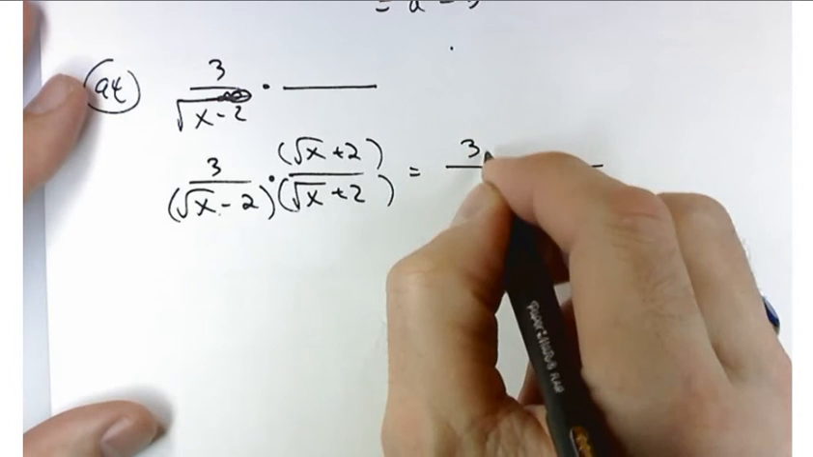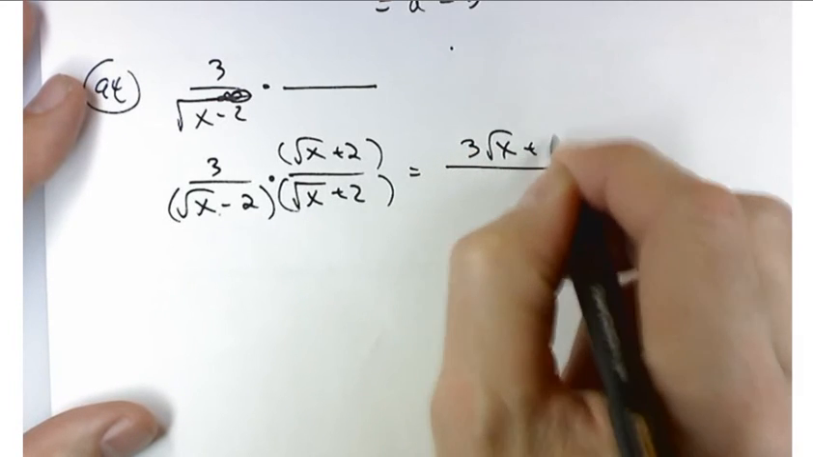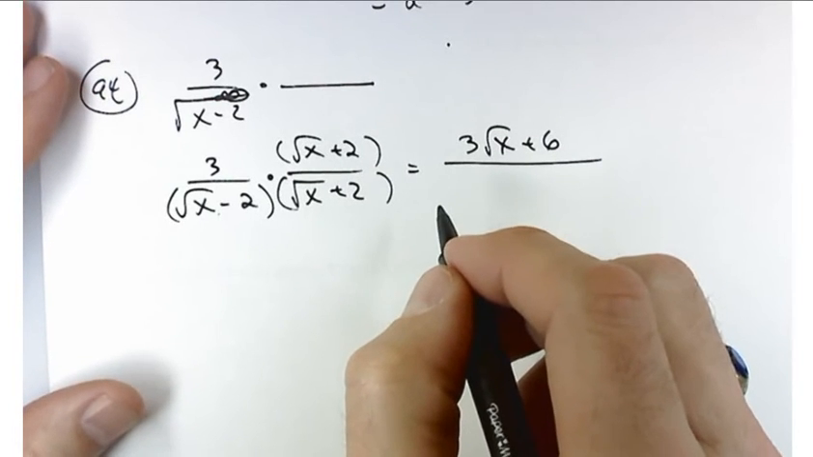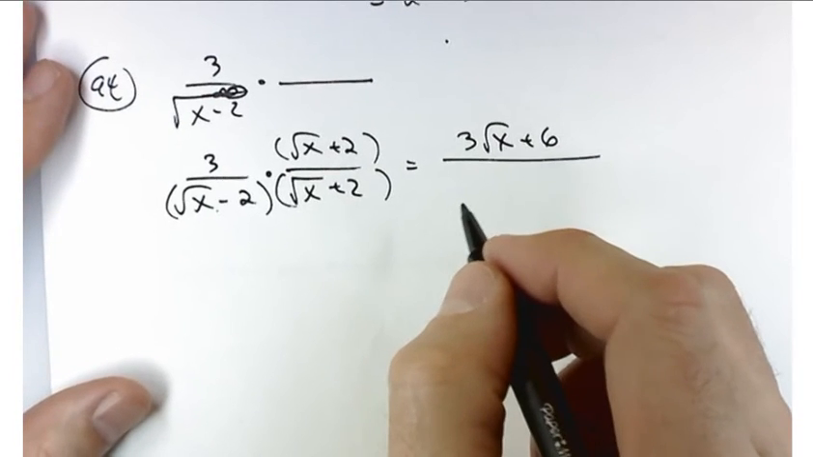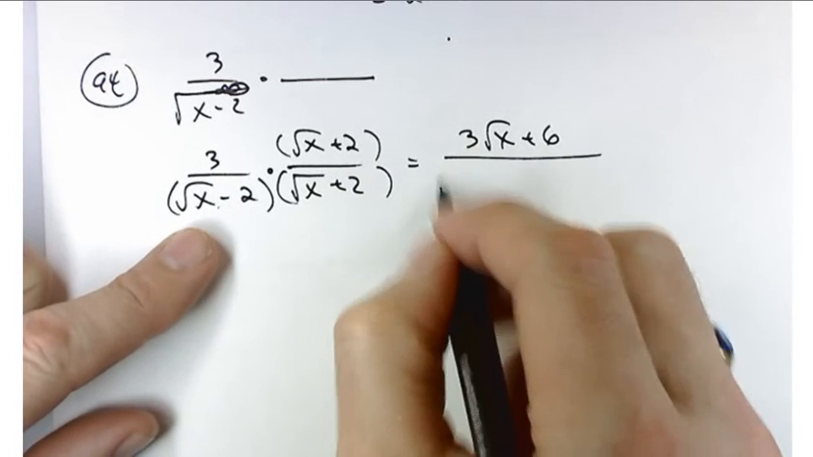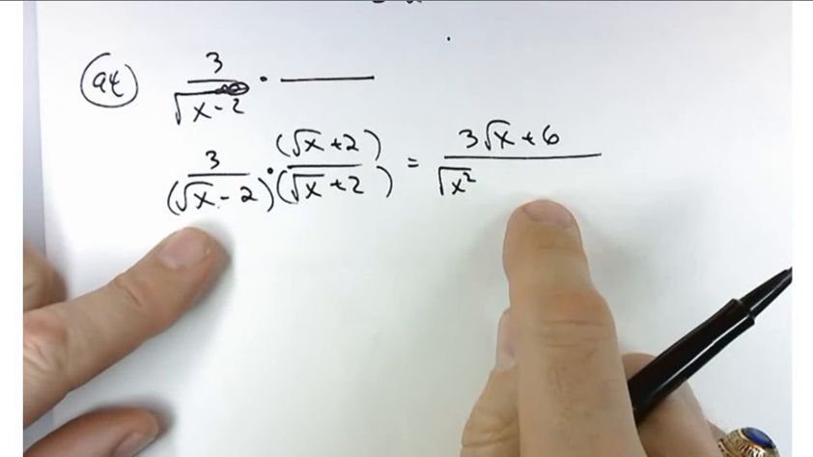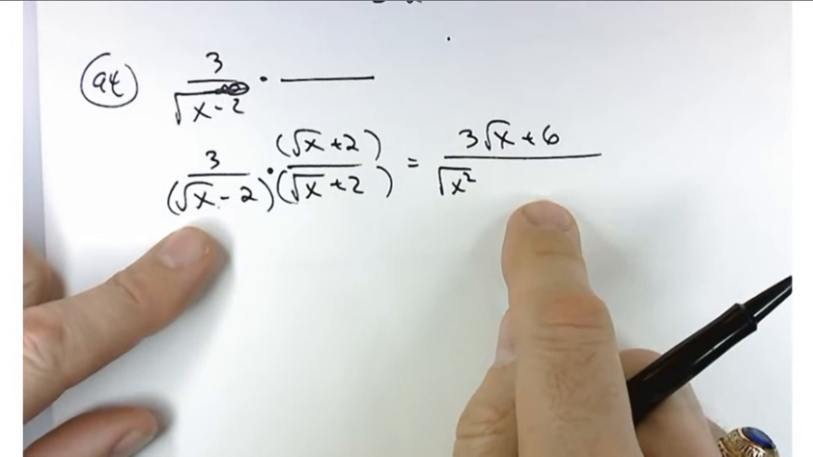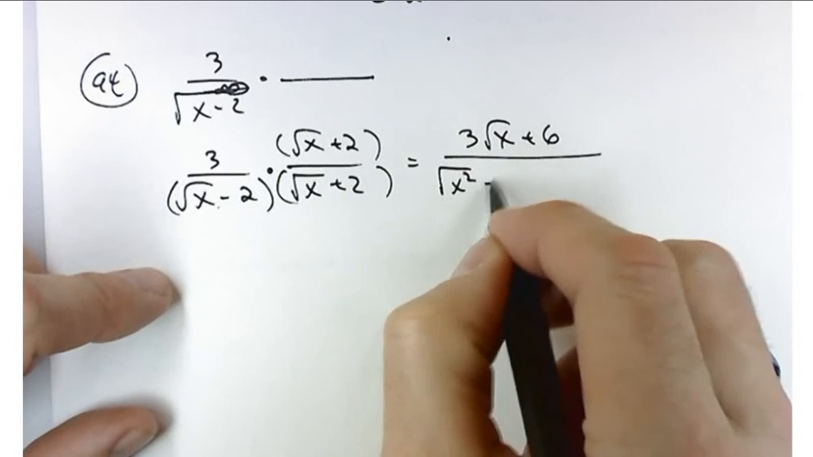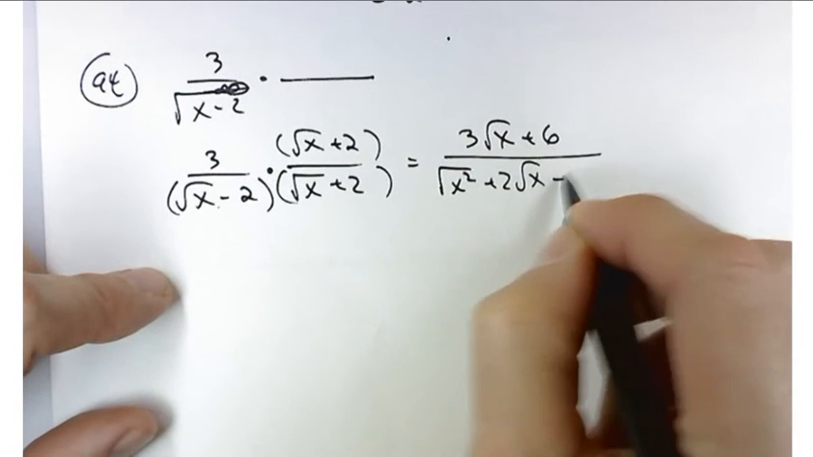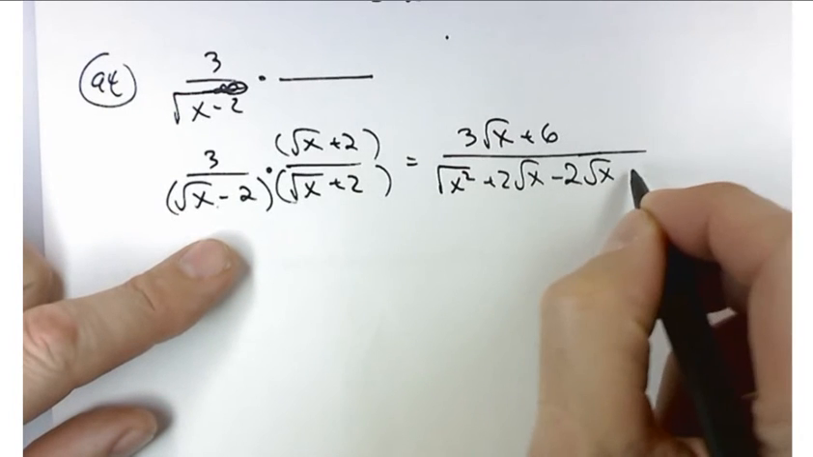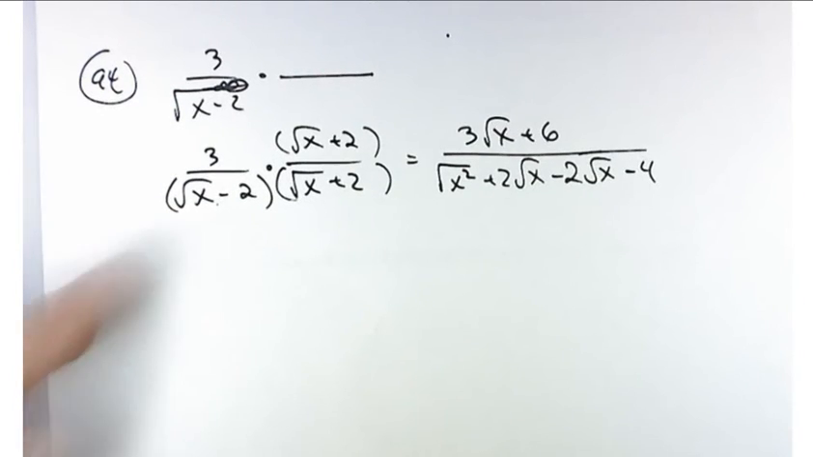In the numerator, I just get 3 square roots of x plus 6. How's it going to look in the denominator when I FOIL this out? Well, we'll get some cancellation. I get square root of x squared. What would the outside terms be? Plus 2 square roots of x. Inside terms would be minus 2 square roots of x, and then minus 4.